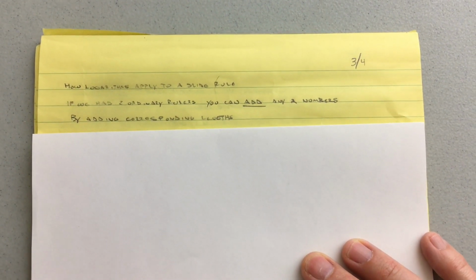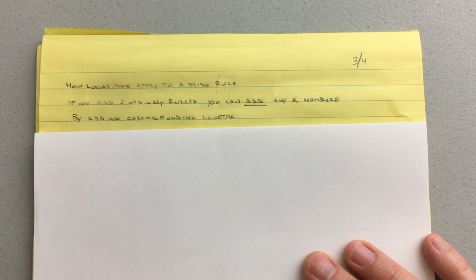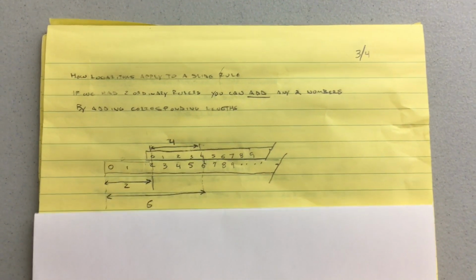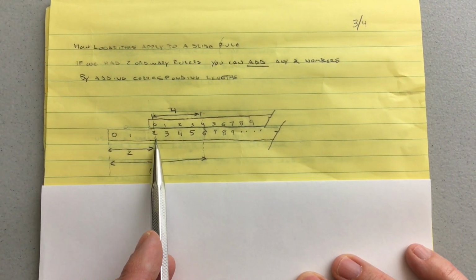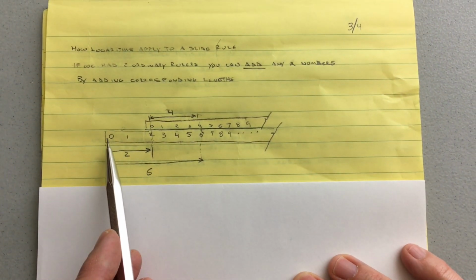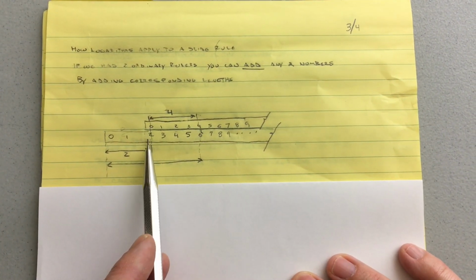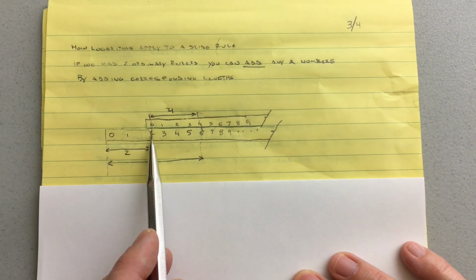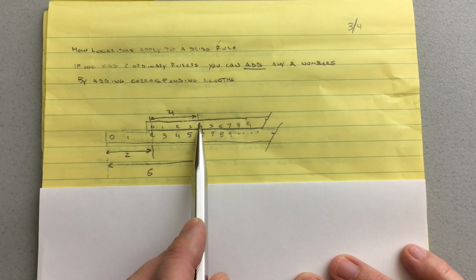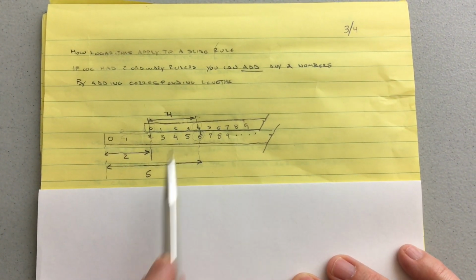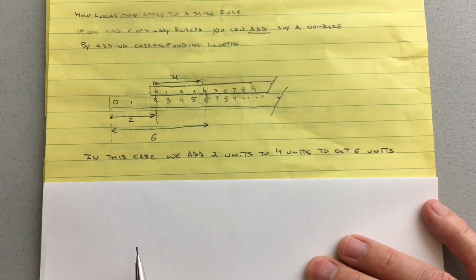If you had 2 ordinary rulers that are linearly spaced apart, all you could do is add 2 numbers by adding corresponding lengths. So if I decided to add the number 2 to the number 4, I'd have a linear space of 2 units, and a linear space of 4 units. I align the 2 over the 0 here, so everything is offset by 2. And then if I look at 4, which is my other number I want to add, the result is 6. In this case, that's all I did, and that's all you can do.